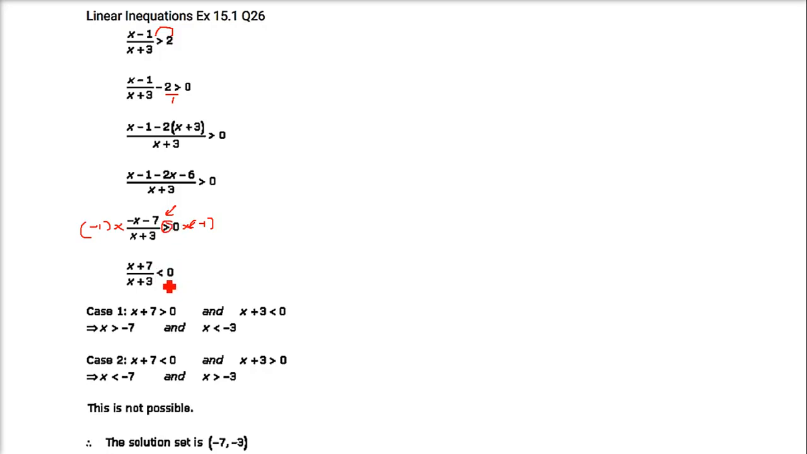Now since it is less than 0, either the numerator is negative and the denominator is positive, or the numerator is positive and the denominator is negative. So let me take this case first. It gives you x less than minus 7. So this is 0, minus 3 is here and minus 7 is here.